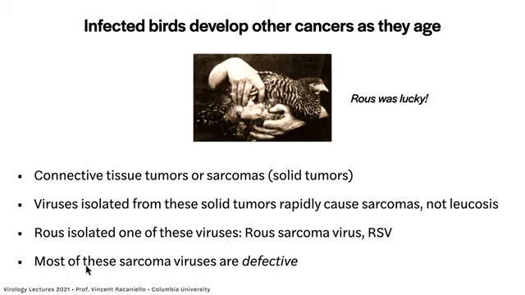As you will see in a few moments, most of these sarcoma-causing viruses are defective. They're missing a gene or more genes. They can't reproduce on their own. And that's what we call a defective virus. We have avian leukosis virus in 3% of the chickens. And then the ones that survive, the ones that are not immune, the leukemia survivors, they go on to develop solid tumors.